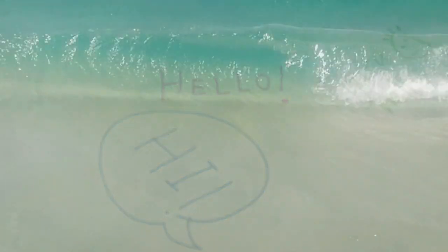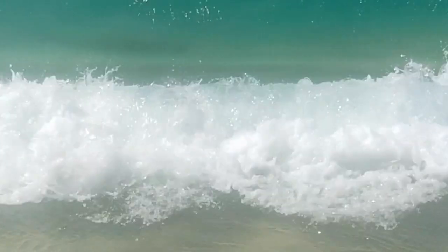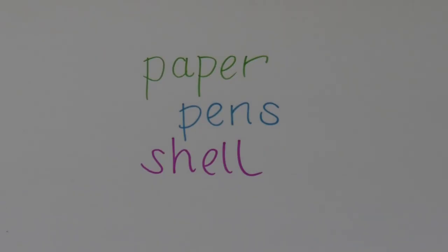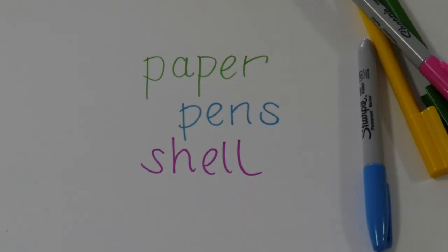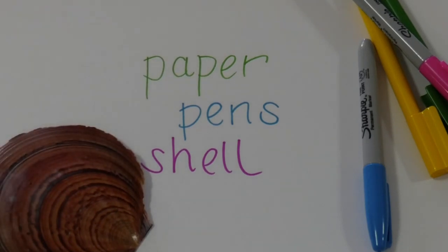Today we're going to be exploring the world of seaweed and doing some drawings together. So let's get started. What you're going to need is some paper, pens or pencils to draw with, and a big shell or a mug or something to trace around.